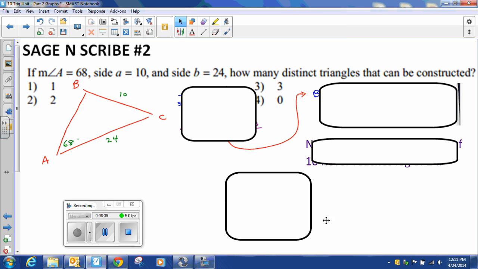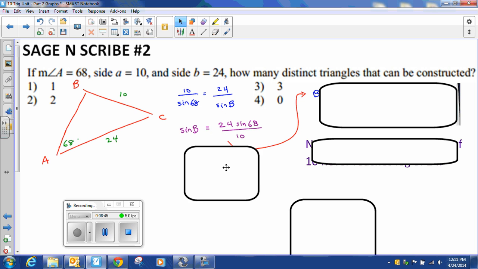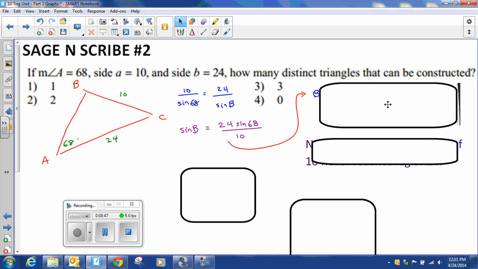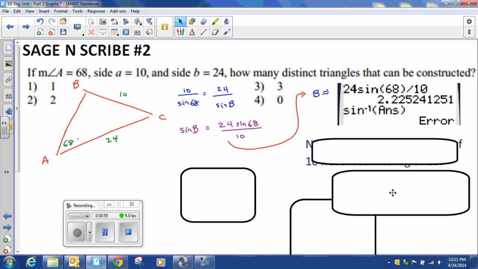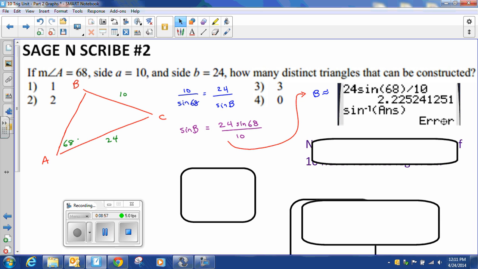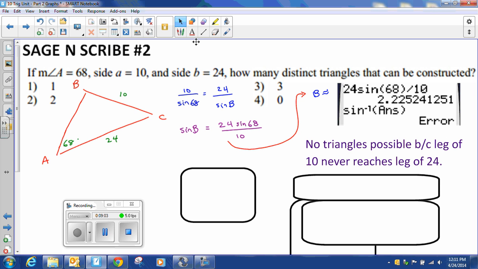Sage and scribe number 2. Here's the triangle. Here's the proportion based on the law of sines. Solve for sine B. And when we plug it in our calculator, we end up with the error message. Now, it's not that you did something wrong. It's that no triangles are possible.